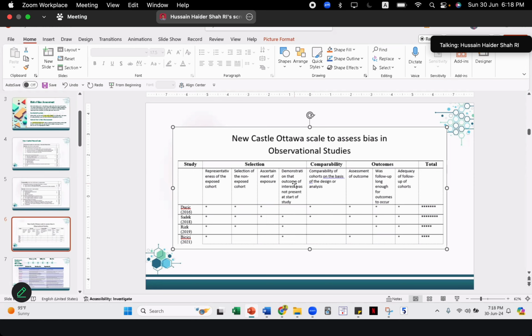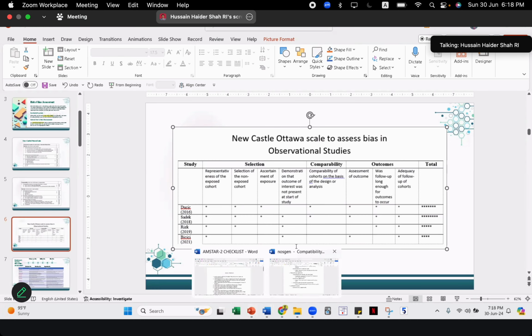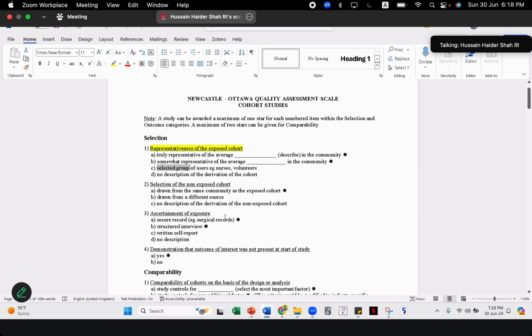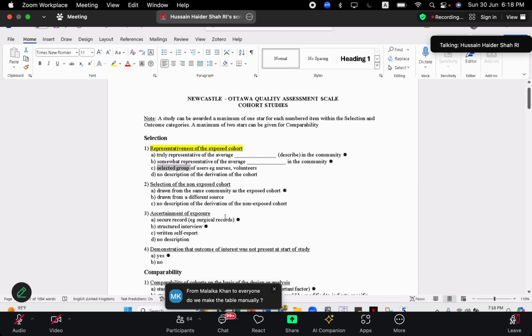Okay, first question, going back to the checklist: if the exposed cohort is a true representation or somewhat representation, we give it a star. We give it a star. But if it is not a true representation, or there is no description, or there is a selected group, we don't give it a star. More stars mean less bias. Less stars mean more bias. Yes, we make the table manually. Less star means high bias.